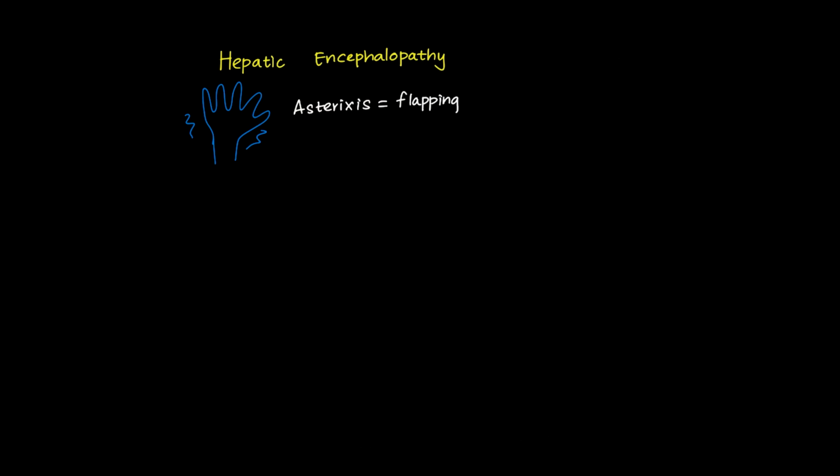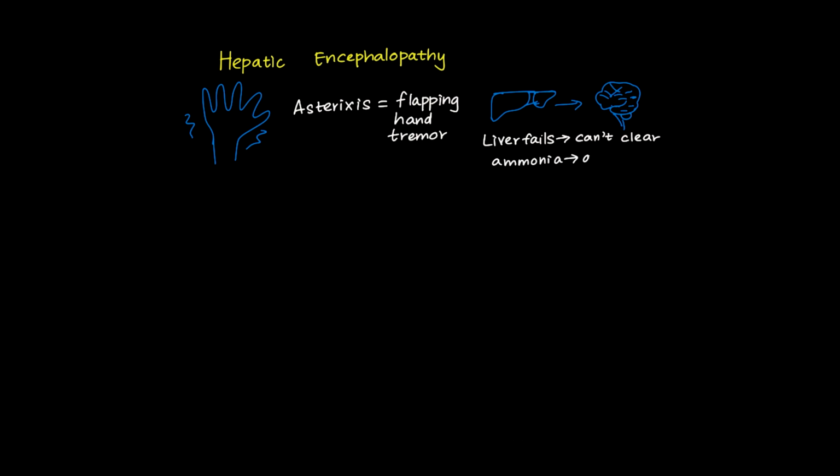72 hours after an acetaminophen overdose, the patient becomes confused, lethargic, and develops a flapping hand tremor when extending their wrists. That flapping tremor has a specific name: asterixis. And it's the hallmark sign of hepatic encephalopathy. Here's what's happening. The liver is failing. When the liver stops working, it can no longer clear ammonia from the bloodstream. Ammonia is a neurotoxin, and as levels climb, the brain starts to shut down. Confusion comes first, then asterixis, then deeper obtundation, and eventually coma.